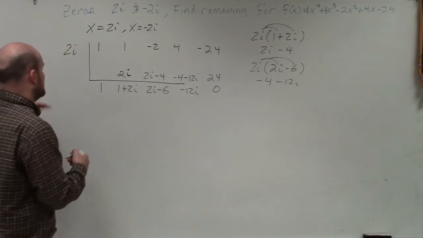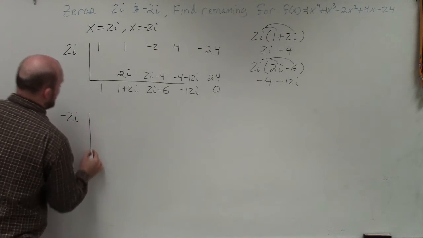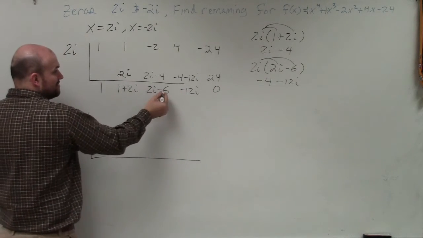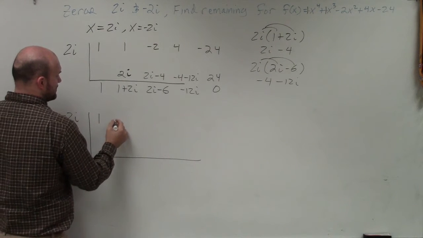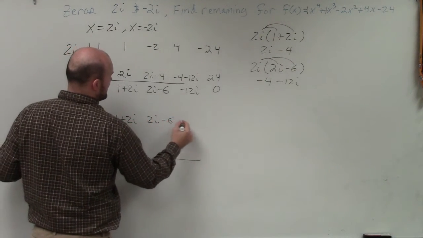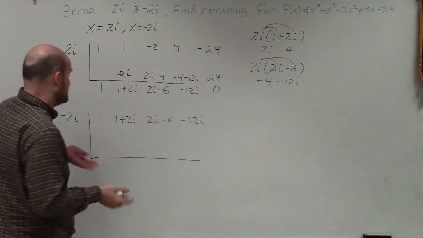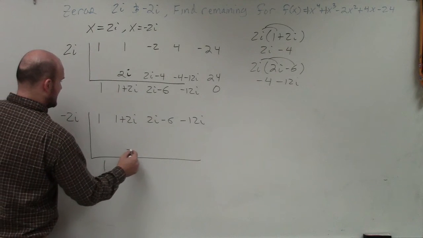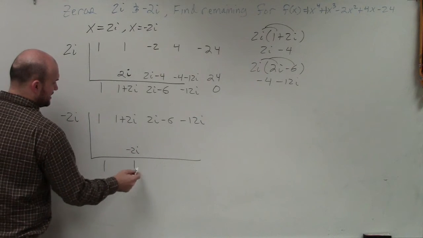So I'm going to further divide this by using synthetic division. All I'm simply going to do is now take the coefficients of my quotient, the factor that was my quotient, to further divide this. So therefore, I have 1, 1 plus 2i, 2i minus 6, and negative 12i. Okay, so now we're just going to do synthetic division. Bring down the 1. 1 times negative 2i is going to be a negative 2i. 1 plus 2i plus negative 2i is just going to give me a 1.